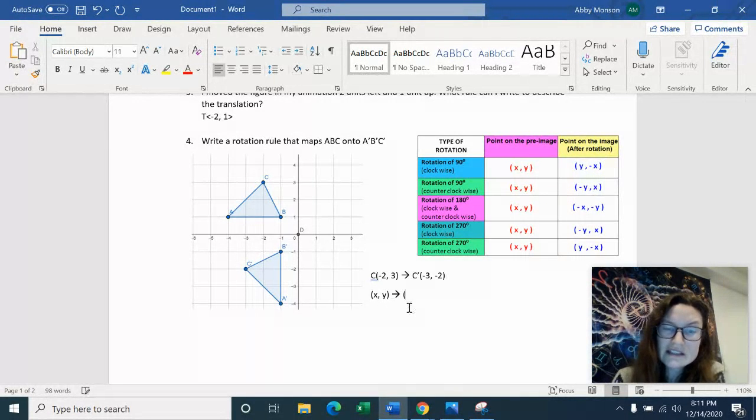Well, the first thing I see is that my x and y flipped, okay? My 3 is now where my 2 was, and my 2 is where my 3 was. Now the -2 didn't change, but the 3 got a new sign, so we're going to change that to the opposite sign.